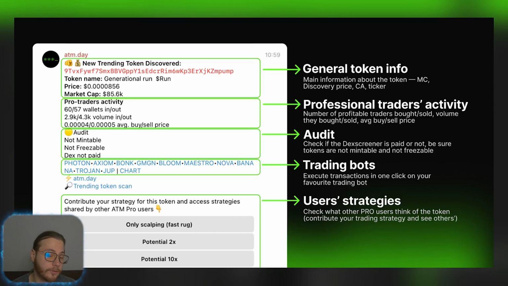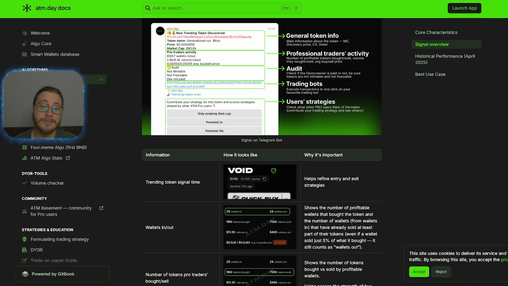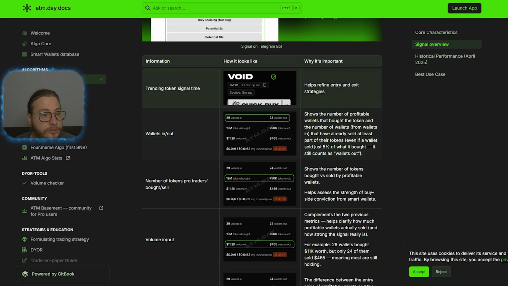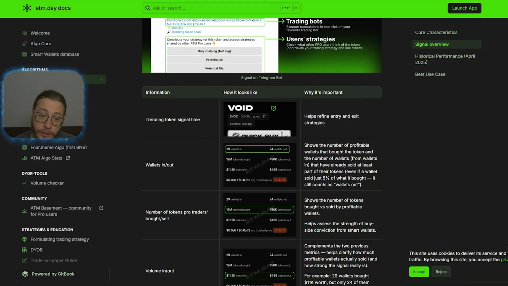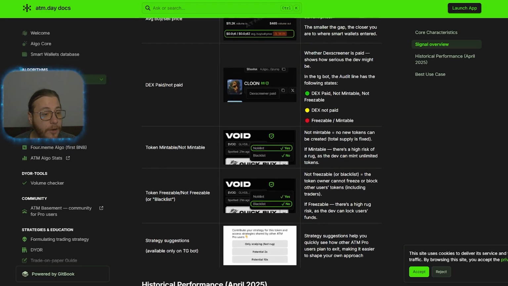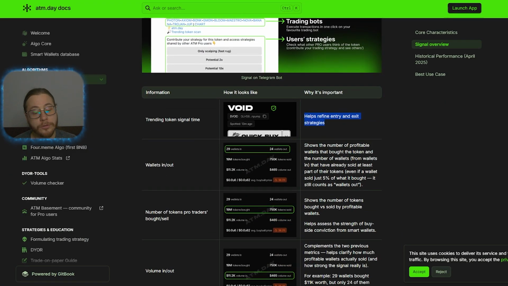Trading bots: here you can execute transactions in one click on your favorite trading bot. User strategies: it's actually very important because here you can see other points of view from the pro users. Always do your research, it's good to learn from the best. And here we have an explanation of every piece of information that we're getting from this. So, trading tokens signal time. It shows you how it looks, so you will not be confused with anything. As you can see, everything is very clearly explained. Why it's important: it helps refine entry and exit strategies. And there's an explanation of everything that is most important to use ATM and have a higher chance to make a good decision on the market.